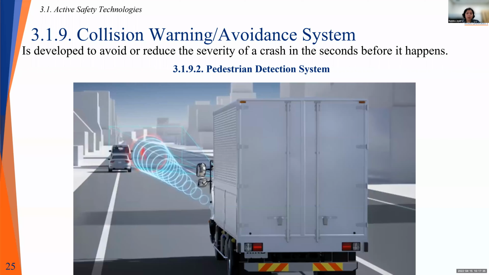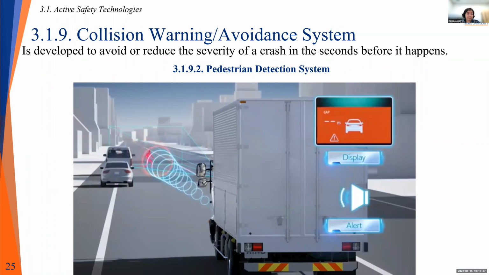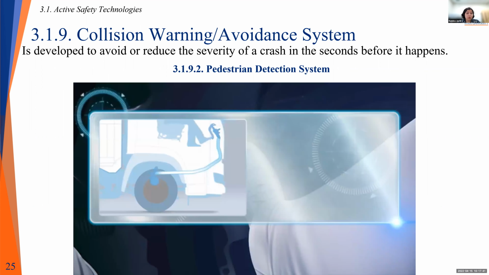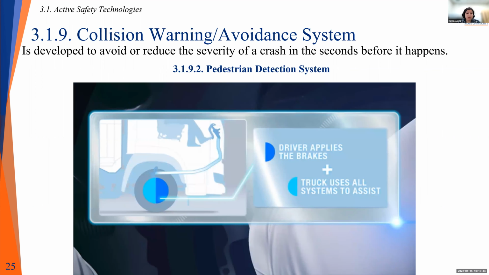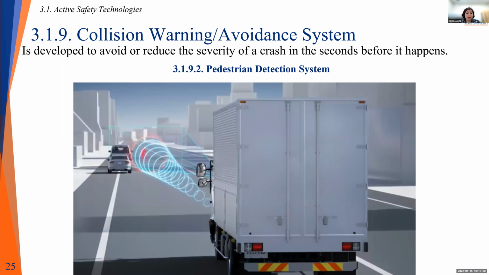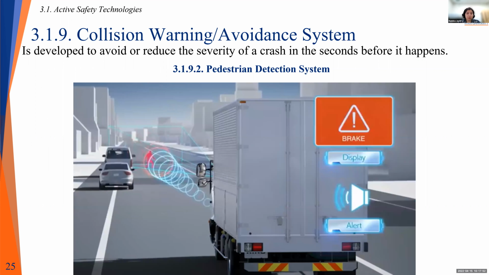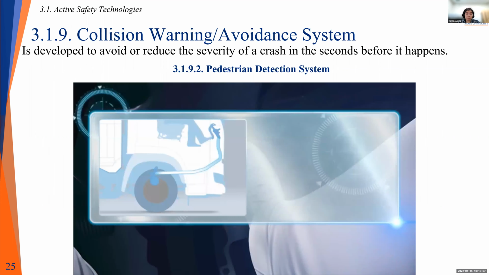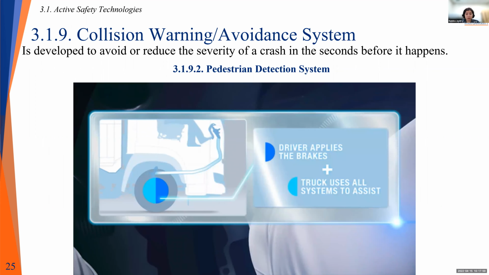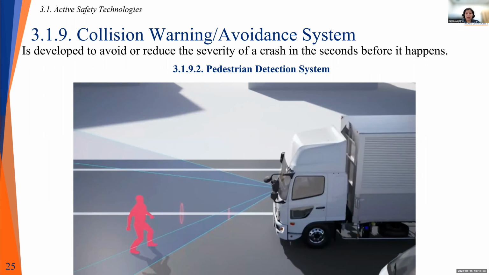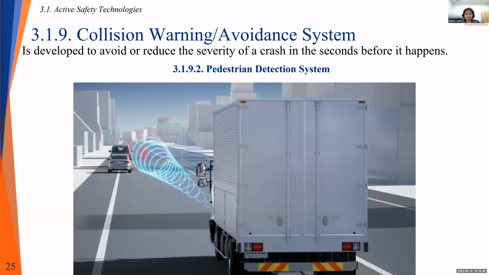The next type of collision warning avoidance systems are pedestrian detection systems. So pedestrians and cyclists account for approximately a quarter of all fatalities on the road. So a pedestrian detection system employs sensors to detect human movement on the road, such as cyclists or jaywalkers, with the hope of assisting drivers in spotting a movement before it's too late.